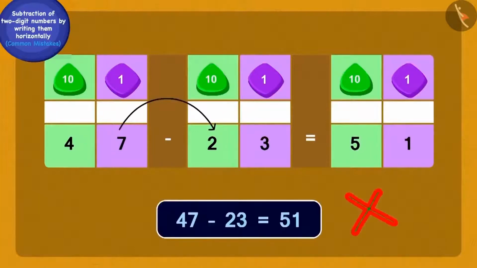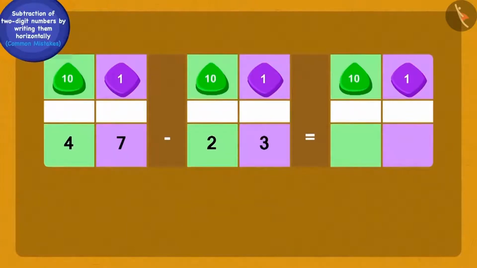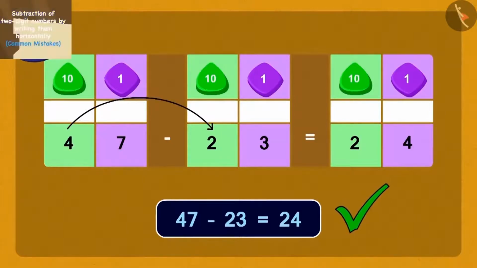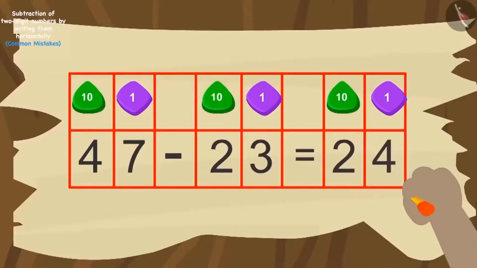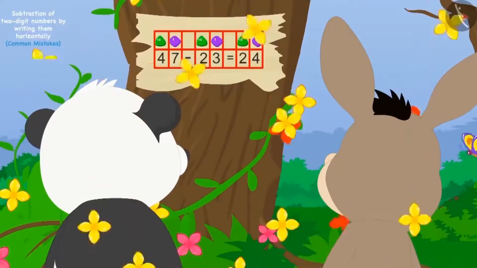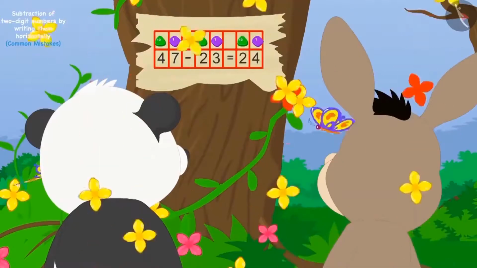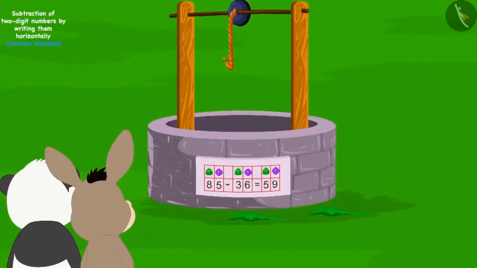Now Bhola erased this wrong answer and subtracted the 3 ones of 23 from the 7 ones of 47. Then, after subtracting 2 tens from 4 tens, he wrote the answer as 24. Children, is Bhola's answer correct? Yes, Bhola's answer is absolutely correct. As soon as Bhola wrote the answer on the tree, lots of golden flowers began showering down the tree. Now Bhola and Golu saw a well.